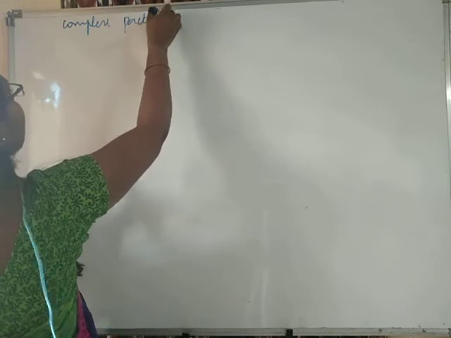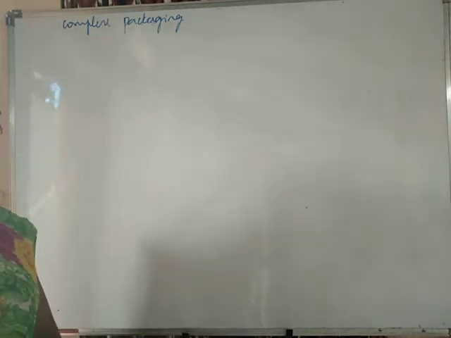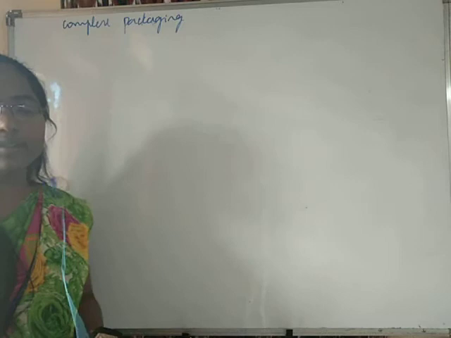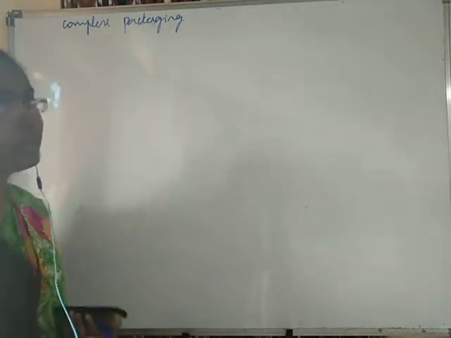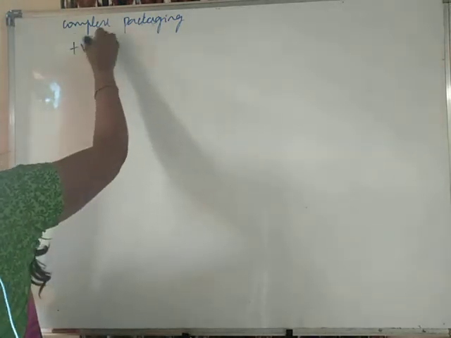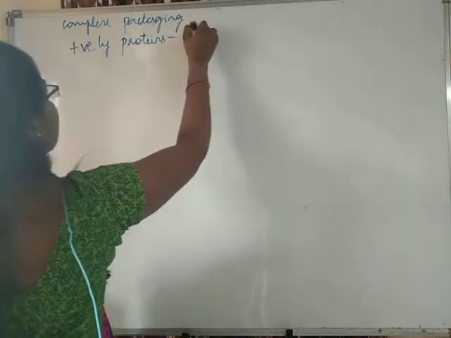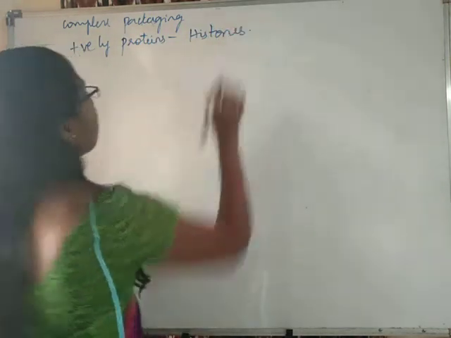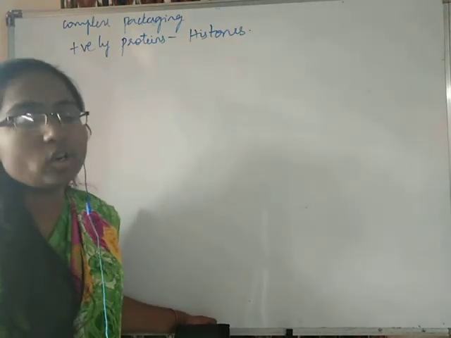A very complex type of packaging is found in human DNA. This human DNA is packed with the help of positively charged proteins called histones. Histones are involved in the packaging of DNA.